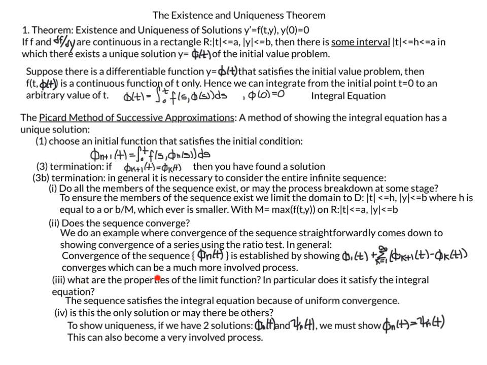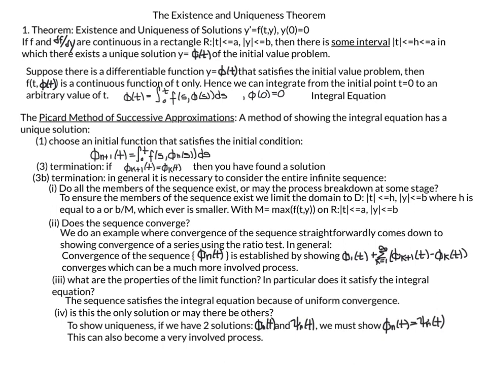The third question: what are the properties of the limit function? In particular, does it satisfy the integral equation? This proof was a little bit beyond this course, but we did say the limit satisfies the integral equation because of uniform convergence. And then last, is the solution the only solution, or may there be others? We did use our example to show uniqueness, but it was quite involved.